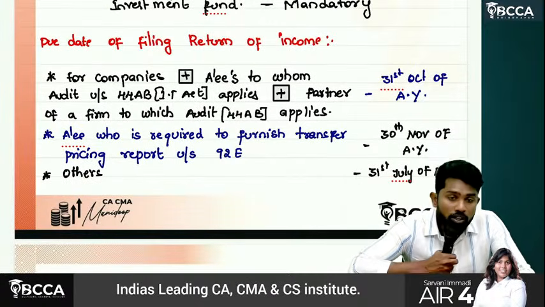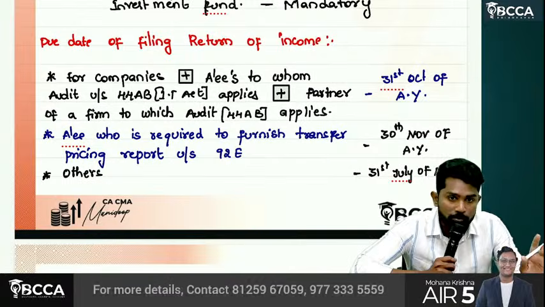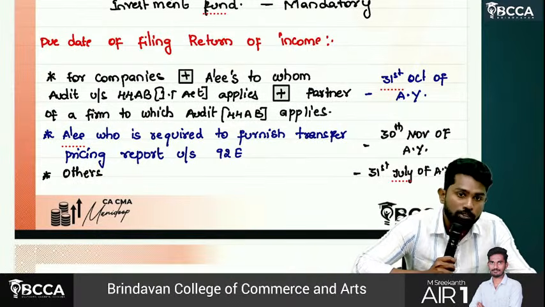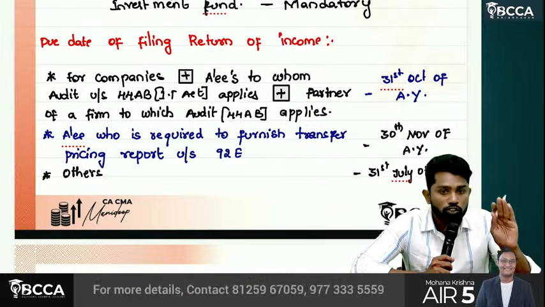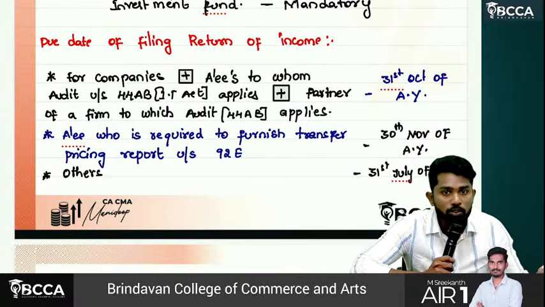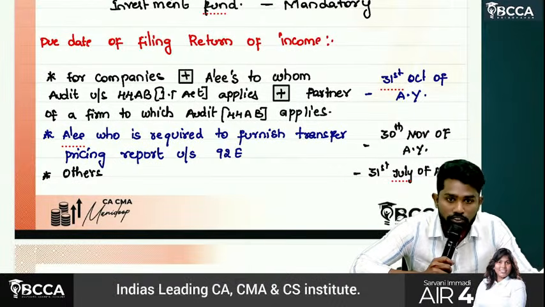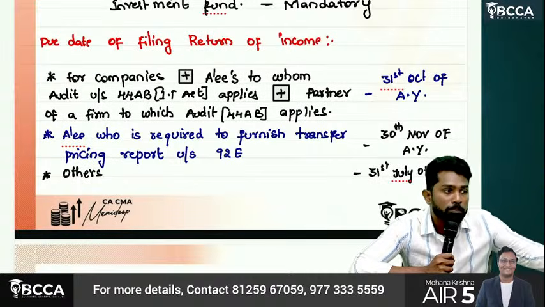For a firm, whether audit is applicable or not is the first question. If audit is applicable to the firm, then for the firm also 31st October, and the partner of that firm also 31st October. If audit is not applicable to the firm, then for the firm also 31st July, and for the partner of the firm also 31st July. It depends on whether audit is applicable to the partnership firm or not.